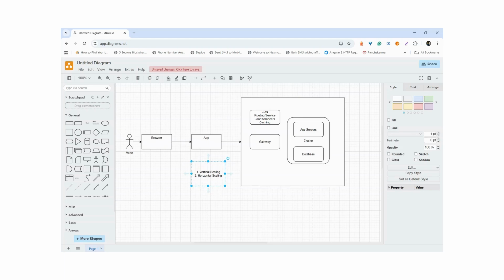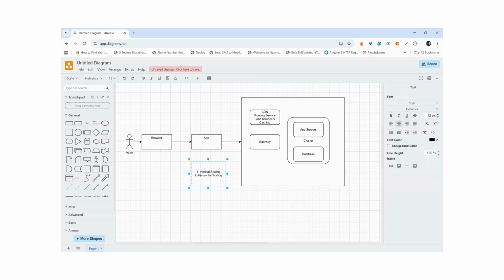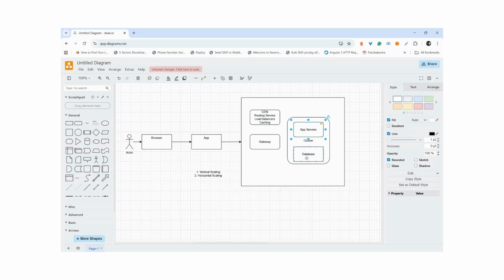Let's say you are scaling the vertical part of it, but there is a threshold ceiling limit beyond which you can't scale vertically. So you have to move to the horizontal concept, which means you can add more app servers, you can add more databases, I would say.